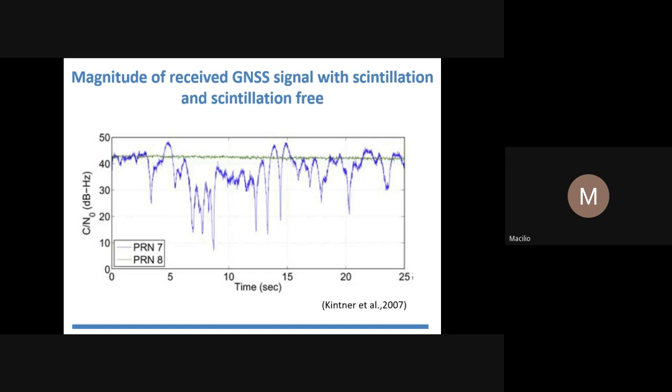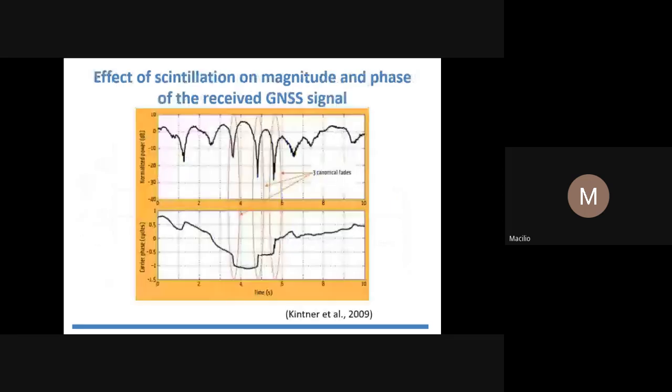30 dB, I don't know if you know, means 1,000 times less. In fact, it's a very big attenuation. And this was a real measure made in São José dos Campos, Brazil. In this slide, I show the fluctuation in amplitude and the fluctuation in the signal phase also.